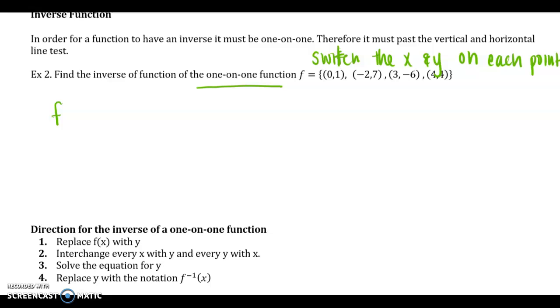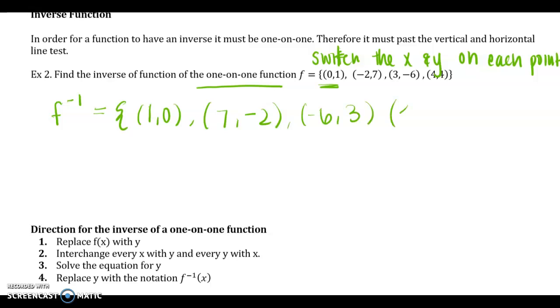So, and when you draw the inverse, you're going to put a little -1 that stands for inverse, equals to. So here's the first one, we're just going to switch it to 1, 0. And then the next one, 7, -2. And the next one, -6, 3. And the next one, 4, 4. And that would be our inverse. Now, if I were to graph these points, they would pass the vertical and horizontal line test.